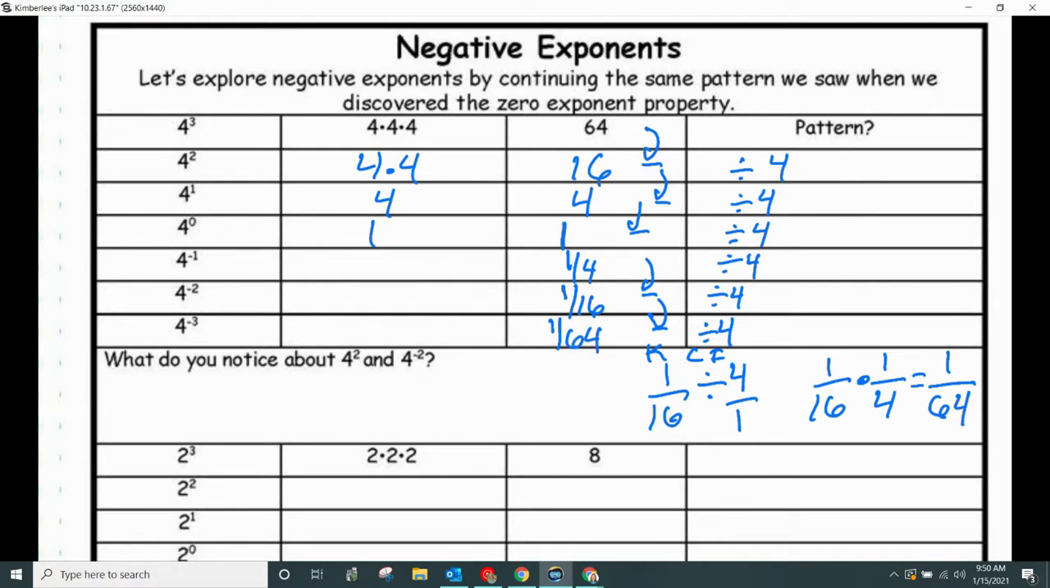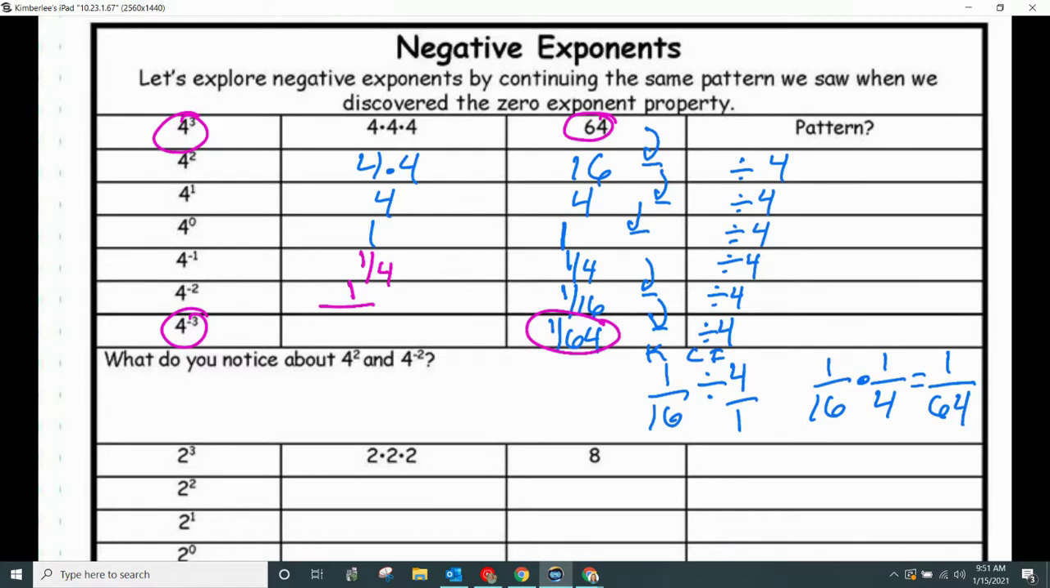So are you seeing a pattern here? Look at our numbers. We have 64. 4 cubed is 64. 4 to the negative 3 is 1/64. So think about it this way. If 4 squared is 4 times 4, and 4 to the 1 is 4, and 4 to the 0 equals 1, well, 4 to the negative 1 is 1/4.